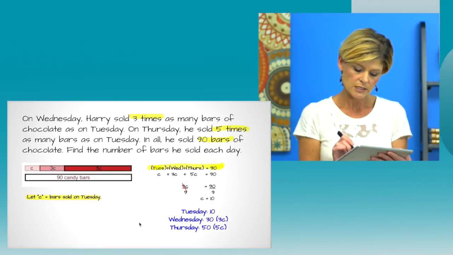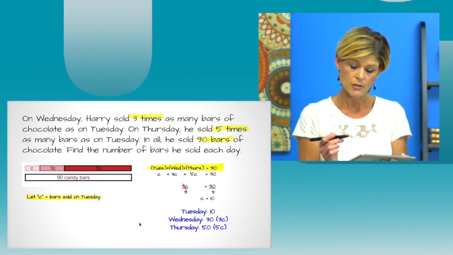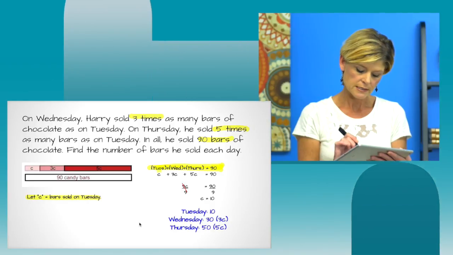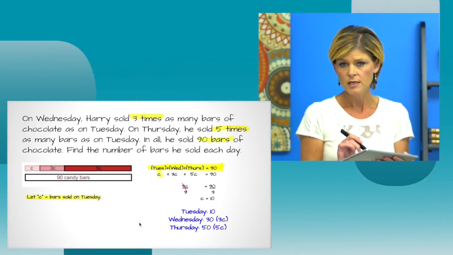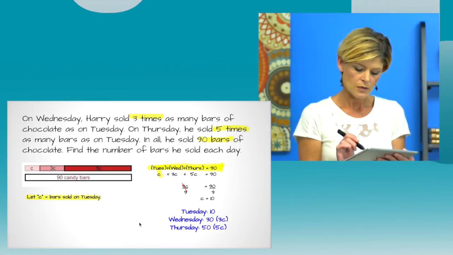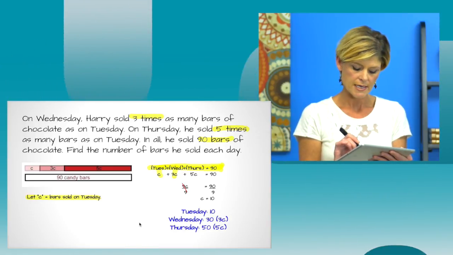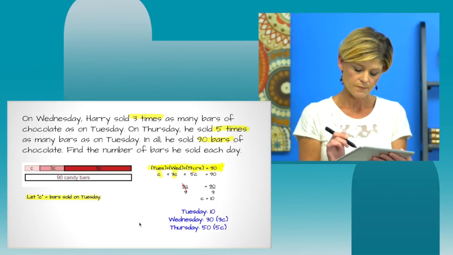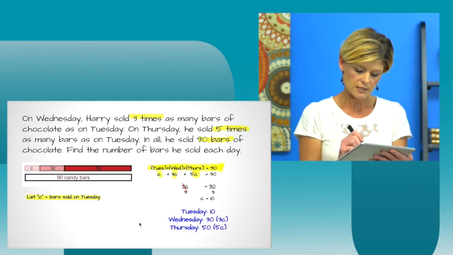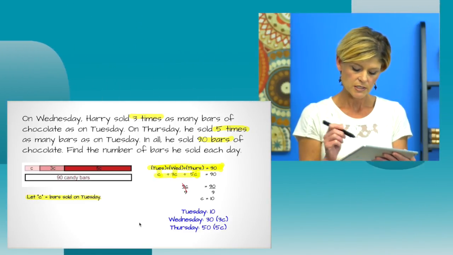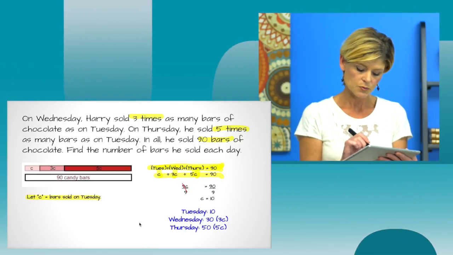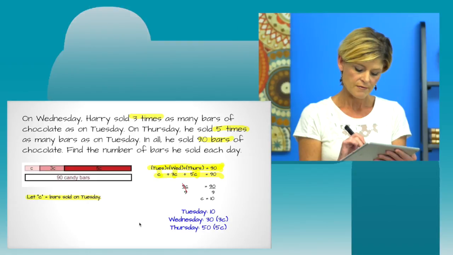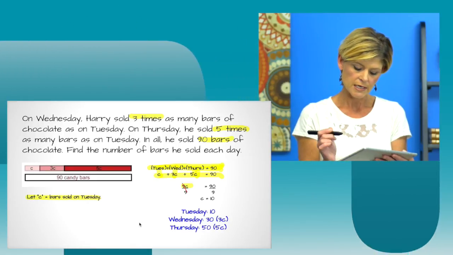Okay, so what he sold on each of those days added together equals 90. Tuesday we'll say is C. We know Wednesday he sold 3 times as many as he did on Tuesday, so we can show that as 3C. Thursday 5 times as many as Tuesday, so we can show that as 5C. And we have the equation C plus 3C plus 5C equals 90. I'm going to combine all my like terms. I have all these C's, 1 plus 3 plus 5C. I have 9C equals 90.